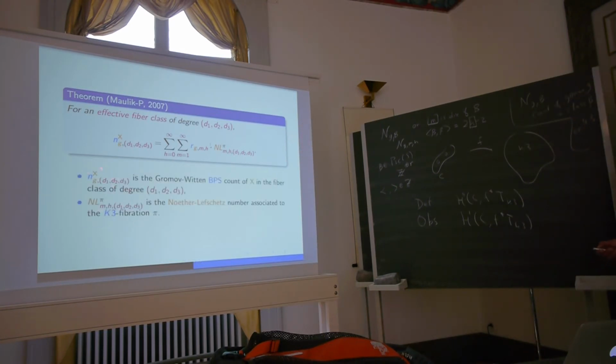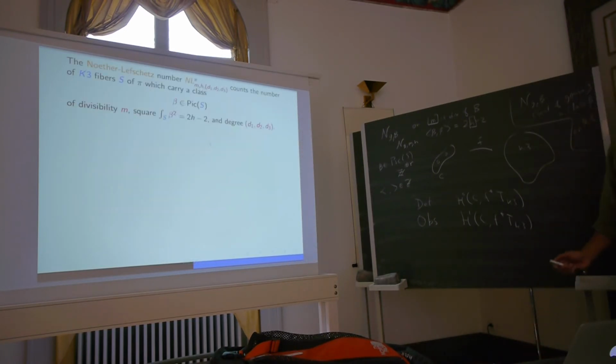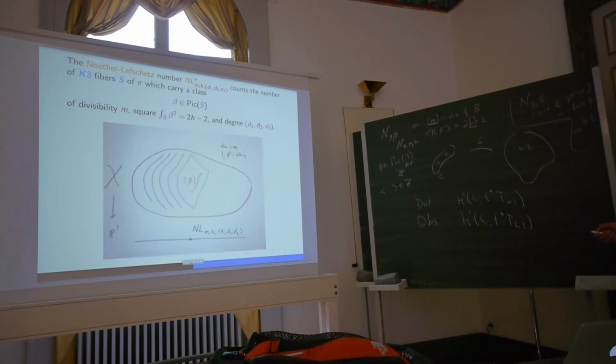So this is the Gromov-Witten invariants of the Calabi-Yau threefold in these degrees, and these are the Noether-Lefschetz numbers. I have a picture for that in a moment. The Noether-Lefschetz numbers count the number of K3 fibers of S which carry a class beta, with this square, divisibility m, and these degrees. So here's the picture of it. This is the main thing to look at.